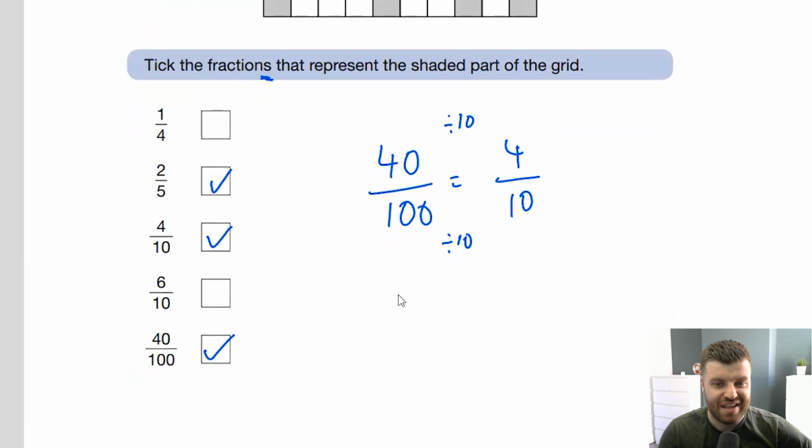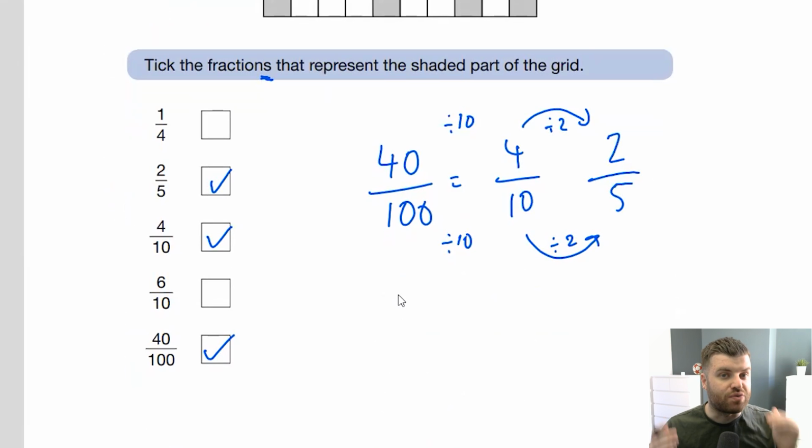2/5. You see that? If we use our equivalent fraction knowledge to divide numerator and denominator by 2, we get 2/5. There were 3 fractions to tick, but it did reward you with 2 marks if you did all 3.